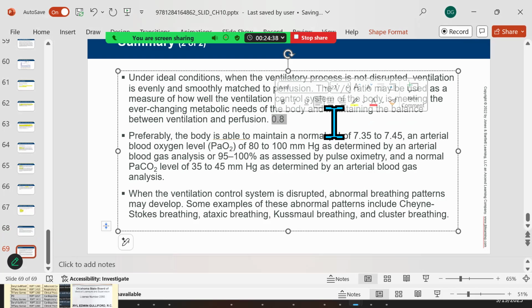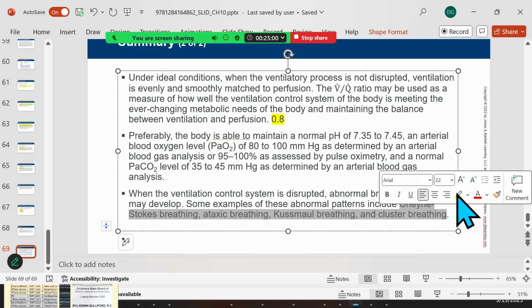Preferably, the body is able to maintain a normal pH, 7.35 to 7.45. Oxygen, 80 to 100. Saturation, 95 to 100. That's by the pulse ox. And CO2, 35 to 45. When ventilation control is disrupted, you get abnormal breathing patterns. And we mentioned Cheyne-Stokes, ataxic, Kussmaul, and cluster breathing.